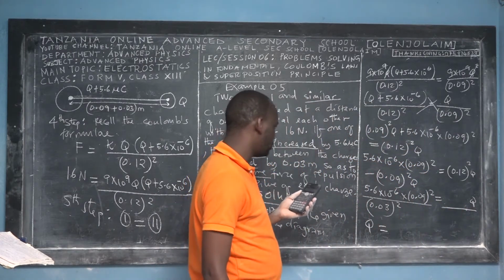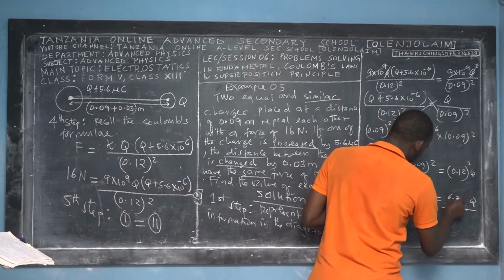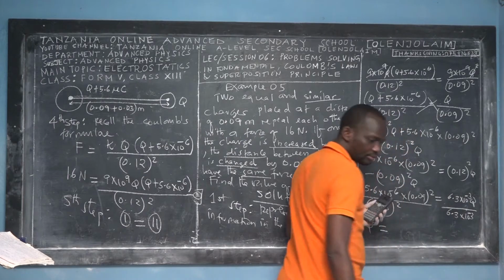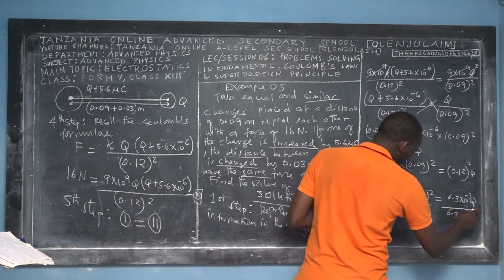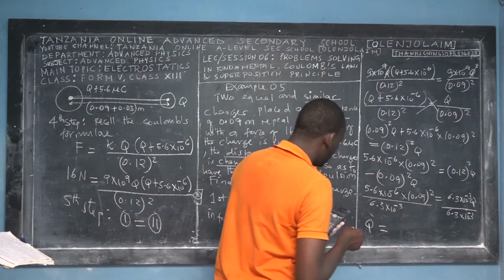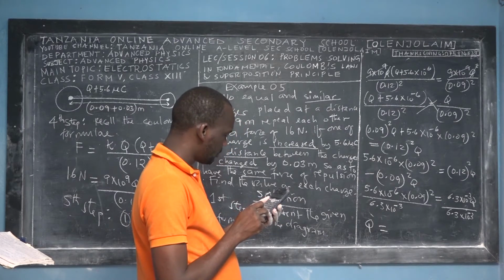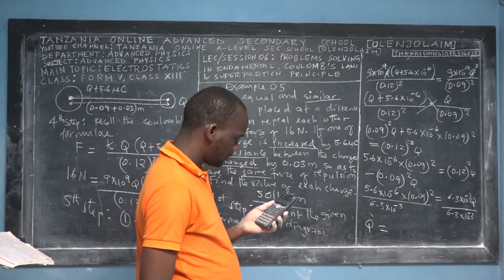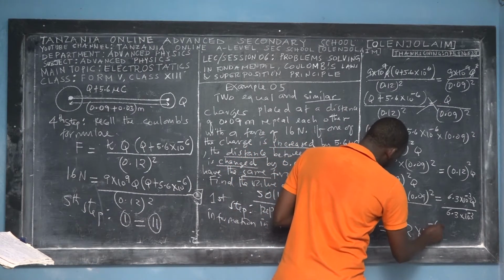So if you take 0.12 squared minus 0.09 squared, the answer is 6.3 times 10 to the negative 3. So you divide by 6.3 times 10 to the negative 3. Now we take 0.09 squared, we divide by the result, then we multiply by 5.6 times 10 to the negative 6. So now the quantity of the charge will be 7.2 times 10 to the negative 6 coulomb.